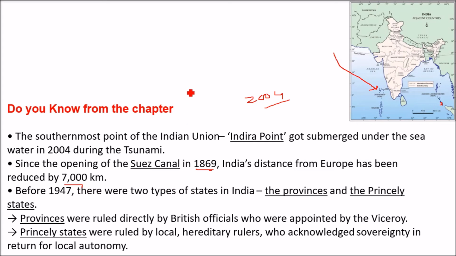And before 1947, we need to understand there are certain things given in the chapter, that there are two types of states: provinces and princely states. The provinces were ruled directly by British officials, who were appointed by the viceroy, and princely states were ruled by local hereditary rulers who acknowledged sovereignty in return for local autonomy, like we have seen about Hyderabad, etc.